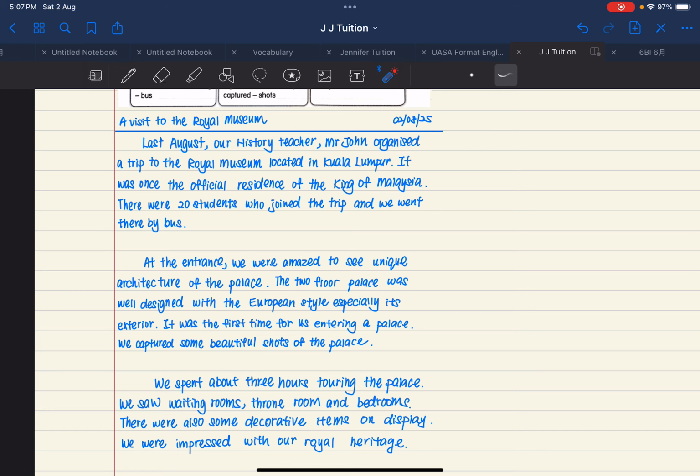We spent about 3 hours touring the palace. We saw waiting rooms, throne rooms, and bedrooms. There were also some decorative items on display. We were impressed with our royal heritage. So that's all for the English version. Now I will explain again with the Chinese version.